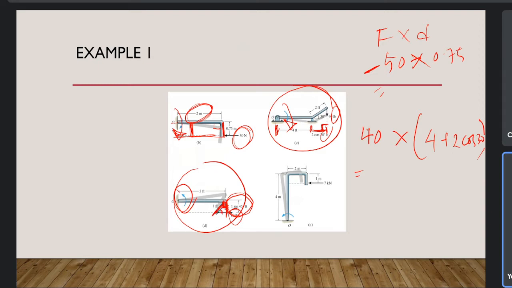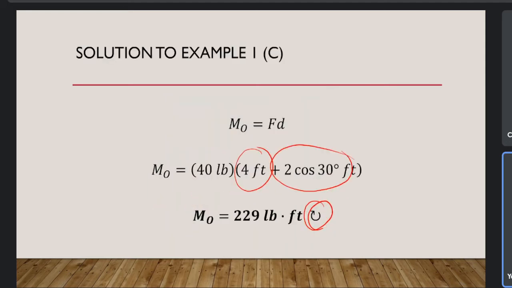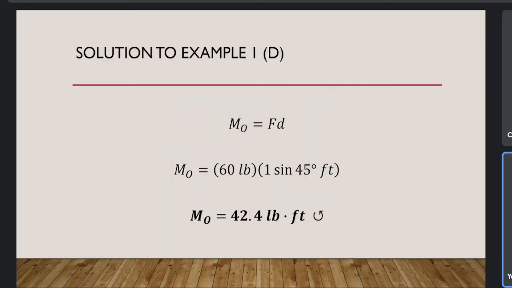So the process is the same. Force applied is 60 pounds times the perpendicular distance, 1 sine 45, so we can basically write sine 45. Counterclockwise is positive. So 60 times sine 45 should be equal to 42.4 pound-feet. Counterclockwise is the positive. The moment for this one is counterclockwise.